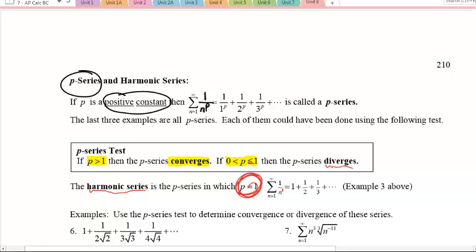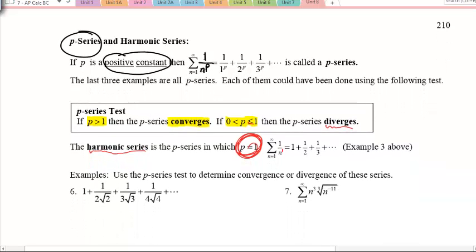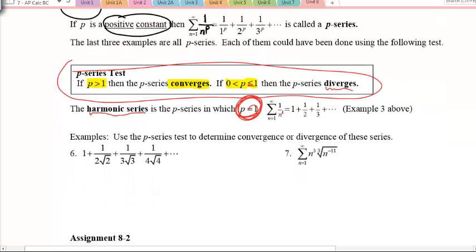So if you can rewrite the series in this form of 1 over n to the power of p as a P-series, then you can just use the P-series test and not the integral test to help you determine if it's convergent or divergent. So I hope you can take a look at examples 6 and 7 and write them as a P-series, and then just look at that p value to determine if it's convergent or divergent. So in example number 6, what would be the value of p?